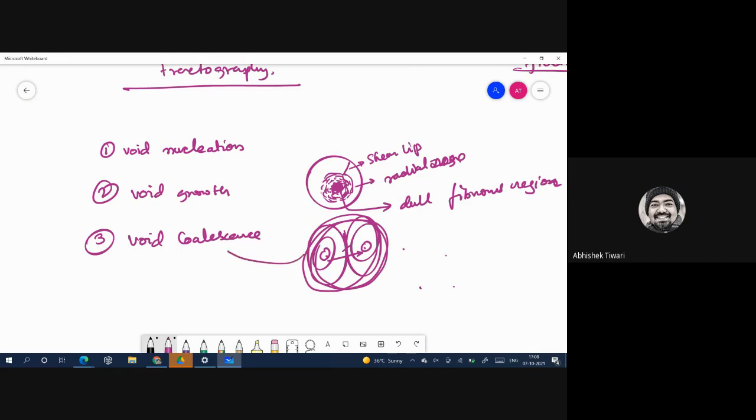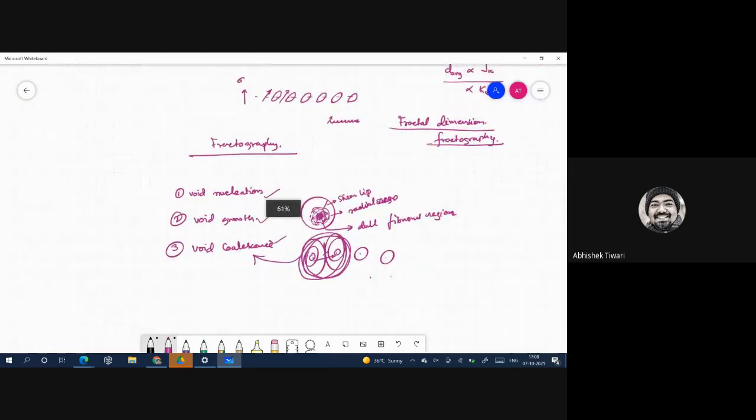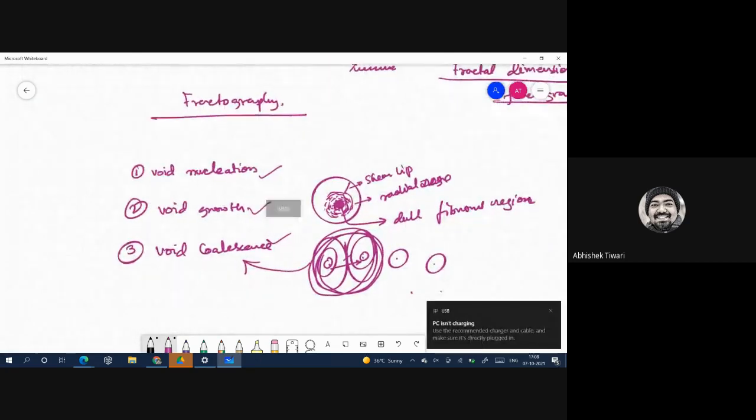So that is void coalescence. So void coalescence also cannot happen unless it grows to that value. So nucleation, growth, and coalescence. And these three are the stages of the ductile damage behavior. Okay. So I hope these things are making sense to you so far. Okay.